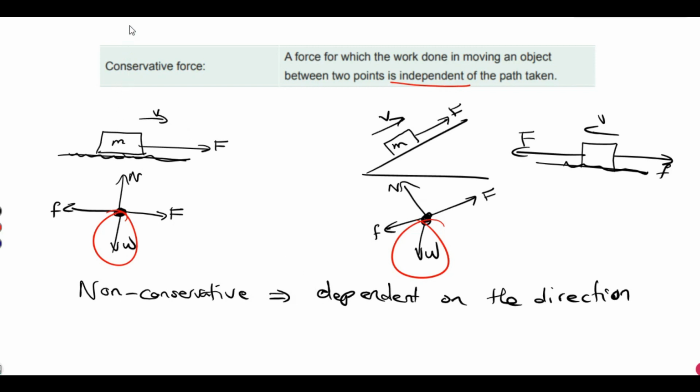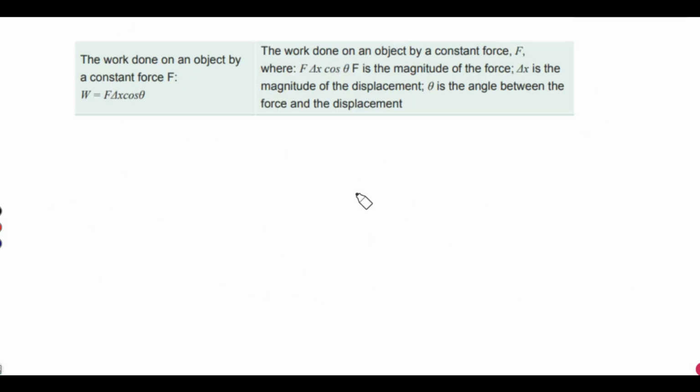So now let us move on. So now we have the concept of work. Fortunately for you, work is defined by a formula. Work is equal to a constant force times delta x, multiplied by cosine of theta. So that's how you start the definition.